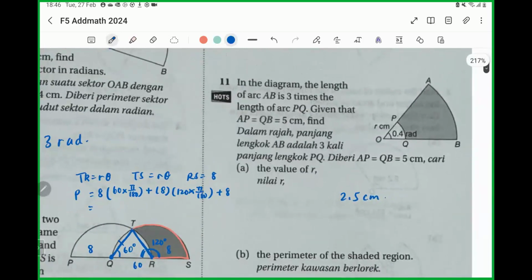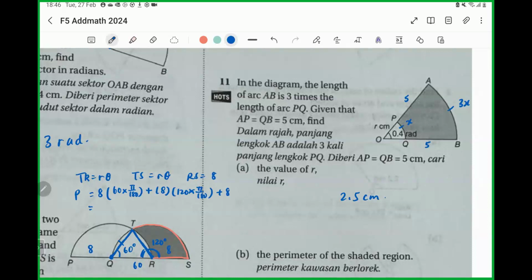Okay, next one. In the diagram, the length of arc AB is 3 times the length of arc PQ. Well, if this one is 3X, then this one will be X. The arc is 3 times different. Given that AP equals QB equals 5. The more questions you do, then you will know when to change and you will remember to change. So the question says AP and QB are equal to 5, and the question is asking you for r.